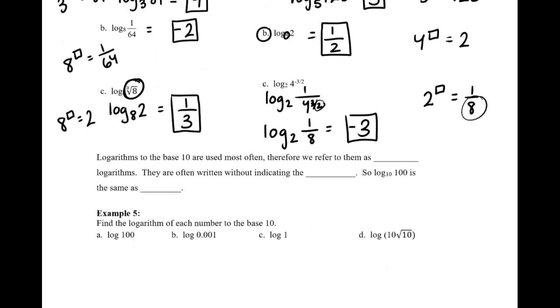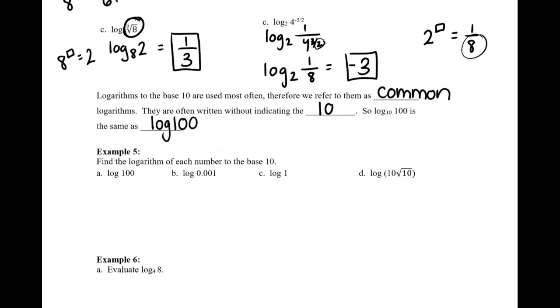Logarithms to the base 10 are used most often, therefore we refer to them as common logarithms, or usually just the common log. They're often written without indicating the 10. So log base 10 of 100 is the same as log of 100. So you really won't see that 10. You can write it for yourself, but in a problem you won't see it.